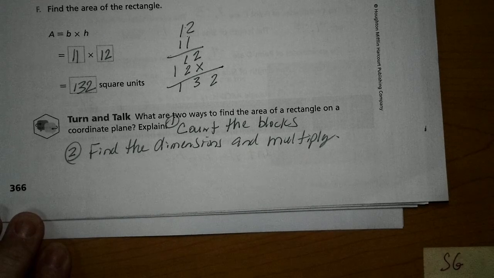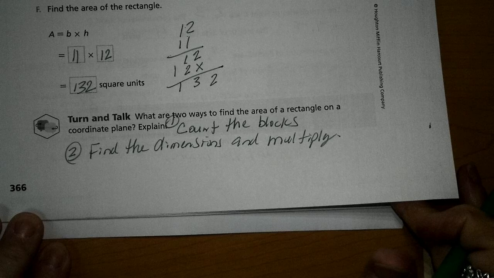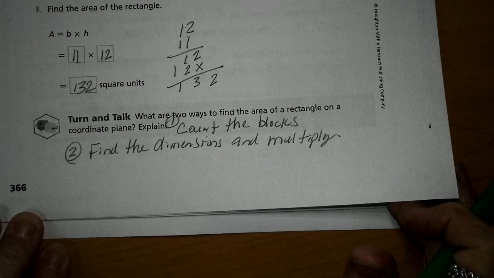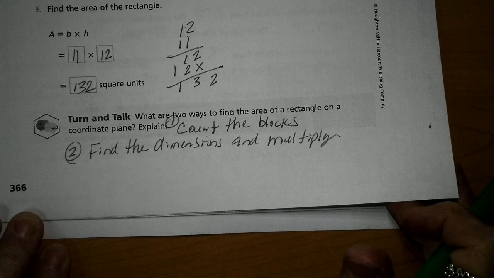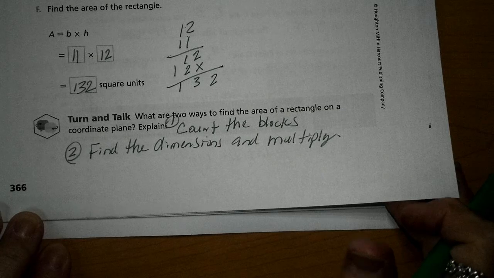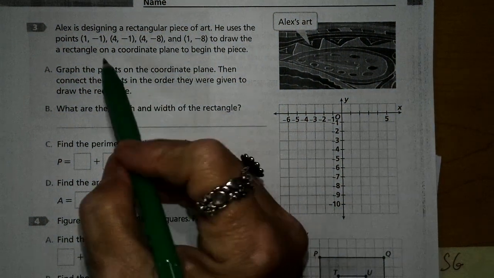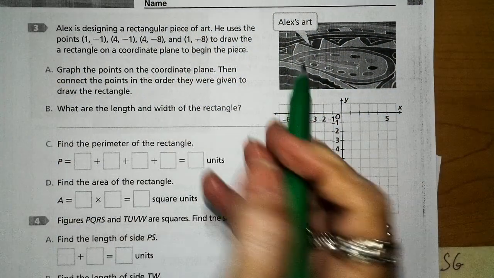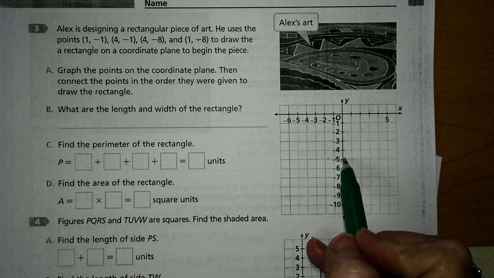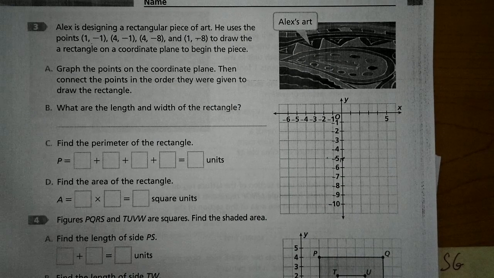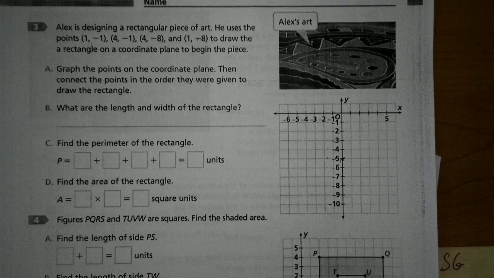All right, are we ready? Does anyone need to copy it? I'm ready. You ready? Awesome. All right, so let's look at number 3. I want you guys to take a minute and graph these 4 points on this coordinate plane. Okay, and then using what you graphed, I want you to find the area and the perimeter.